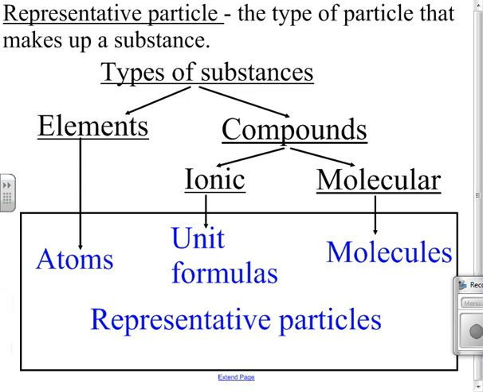There are two types of substances. There are elements and there are compounds. Elements are made up of atoms, and so atoms are the representative particle of an element. Compounds can either be ionic or molecular. Ionic compounds are made up of unit formulas, therefore they are the representative particle of ionic compounds, and molecular compounds are made up of molecules, so they are the representative particle of a molecular compound. So three types of representative particles: atoms for elements, unit formulas for ionic compounds, and molecules for molecular compounds.